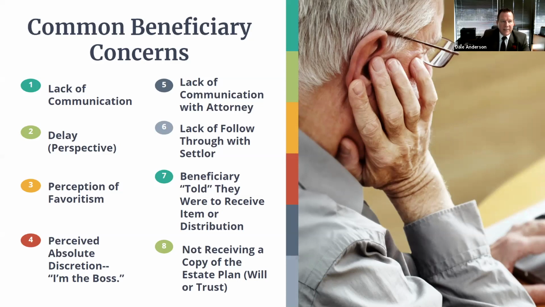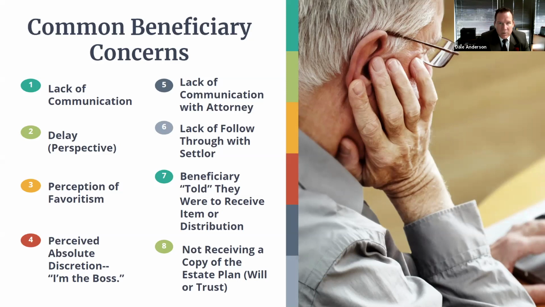They don't understand the process. So part of the executor's duty is to communicate as to what these different delays are. There's also sometimes a perception of favoritism, that the executor or the administrator or whoever's handling the person's estate is treating one sibling or one beneficiary over another. Part of the fiduciary principles is that everybody has to be treated equally, the same.